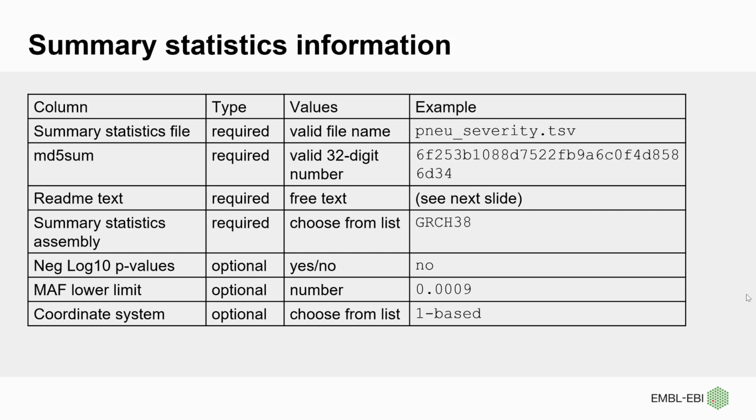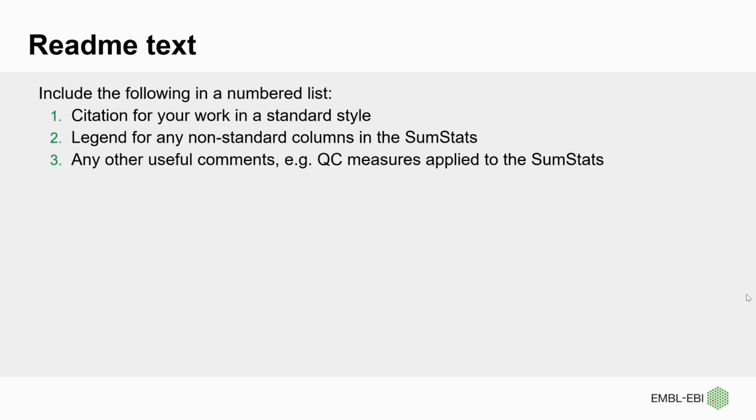I'll mention the Readme text field on the next slide. And then there is also information you can enter about the genome assembly used for your summary statistics. And then fields where you can state whether the p-values are in negative log 10 format or in normal scientific notation, whether you set a lower limit to mask small minor allele frequencies, and which coordinate system was used for the base pair location.